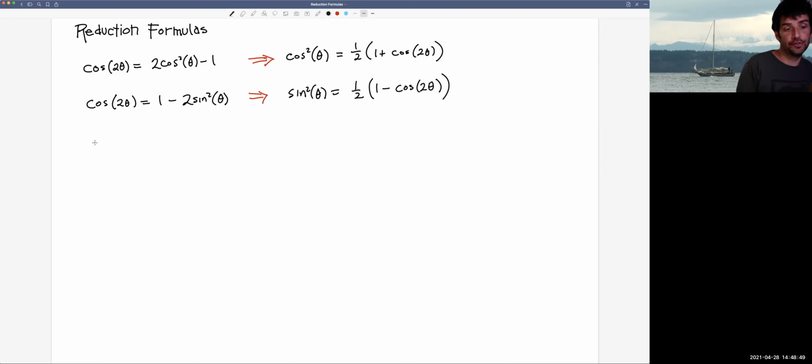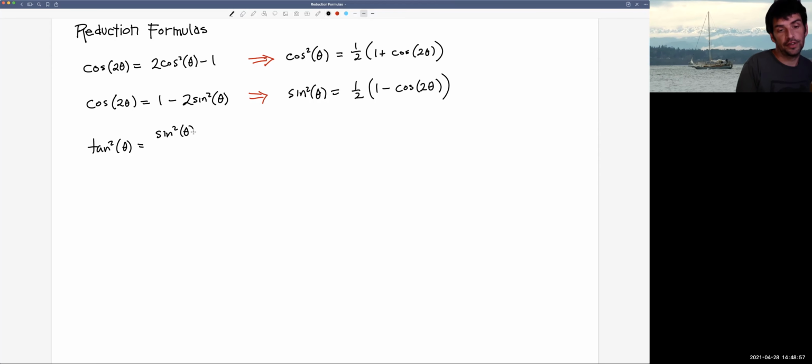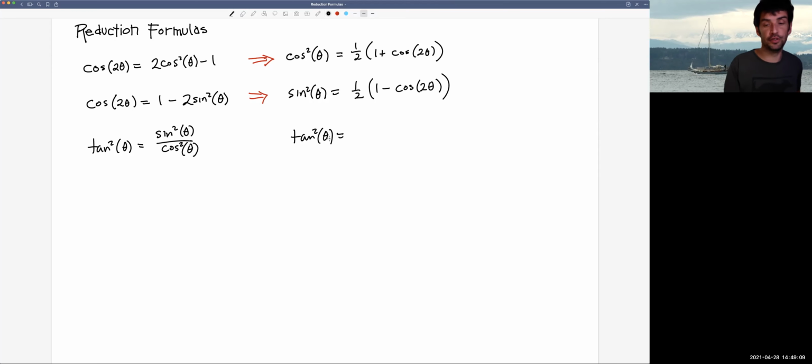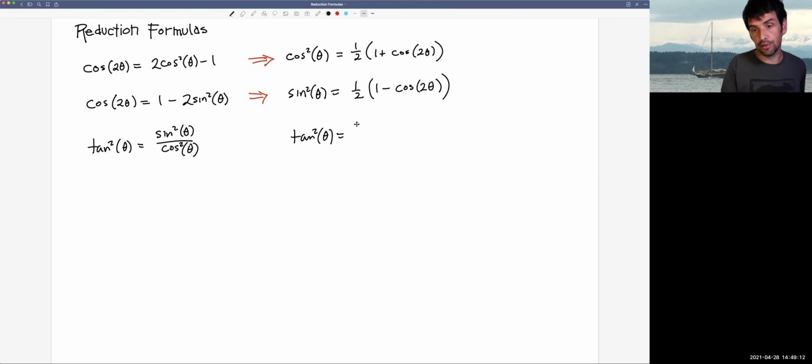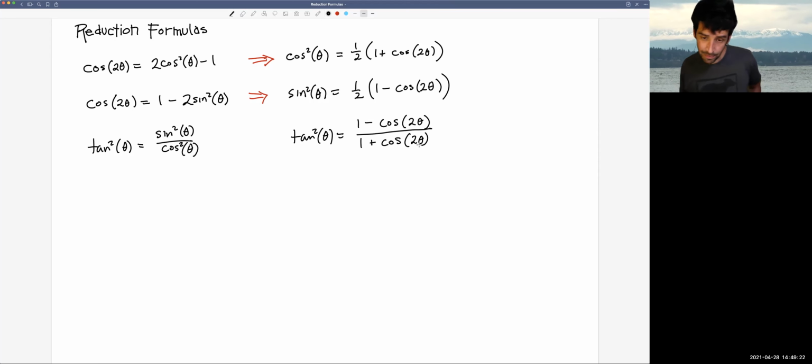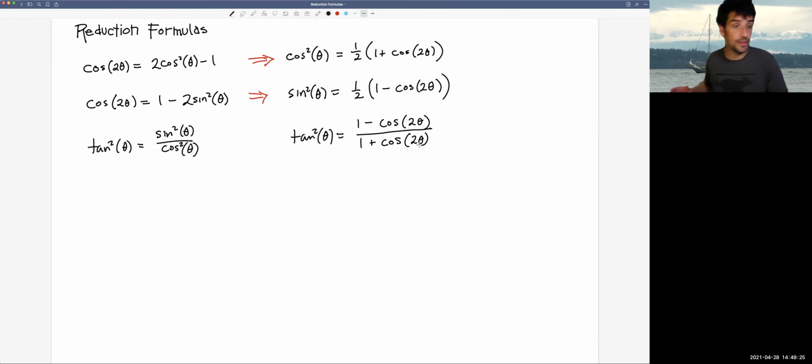We can use these reduction formulas and the fact that tangent squared theta is equal to sine squared theta over cosine squared theta to get tangent squared theta, right? We just plop these two formulas that we just came up with into the numerator and the denominator, and you end up with 1 minus cosine of 2 theta over 1 plus cosine of 2 theta. Okay. So these are pretty useful.